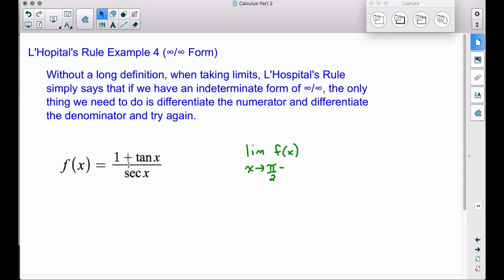So f of x is this function, and we want x to approach pi over 2 from the left. Now, if you didn't have a graph for this, you would have to refresh your memory on some pre-calculus skills. For 1 plus the tangent of x, the tangent of pi over 2 is undefined, but if we're getting close to pi over 2 from the left, this actually goes off to infinity. Same thing for secant of x. The secant of pi over 2 is undefined, but as you get close to pi over 2 from the left, secant of x also shoots off to infinity.